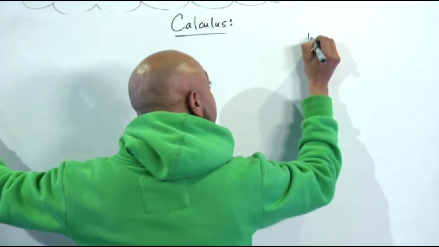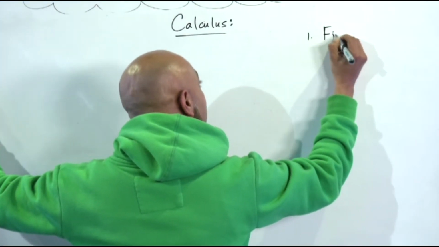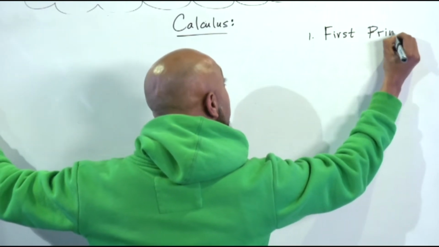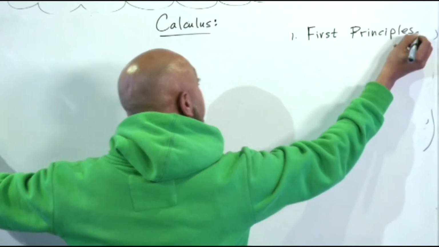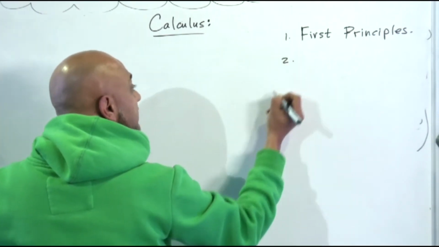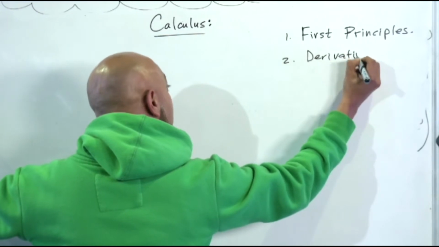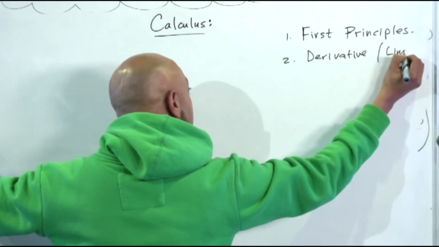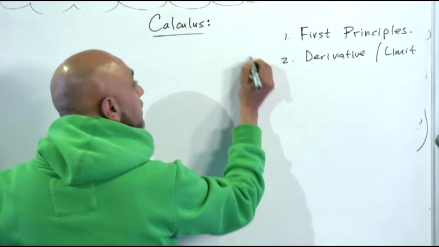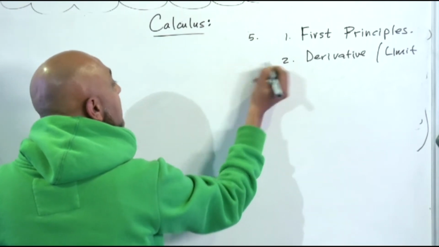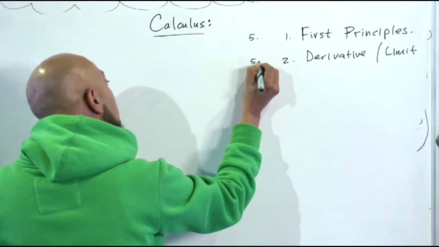Calculus. First question: first principles. That's your first question, for 5 marks. Question number 2: derivative or limit. Let's put a mark allocation here. Let's put 5 marks there. The derivative or the limit, we give it another 5 marks.